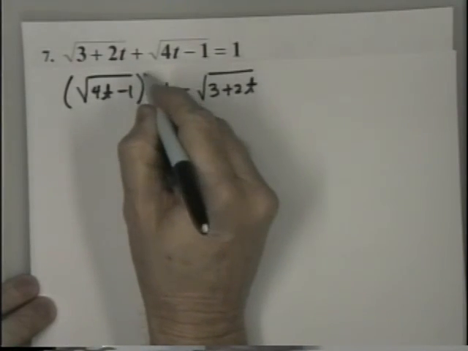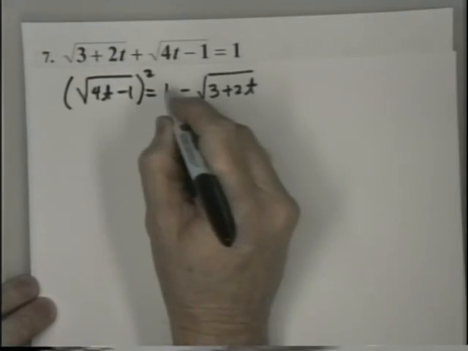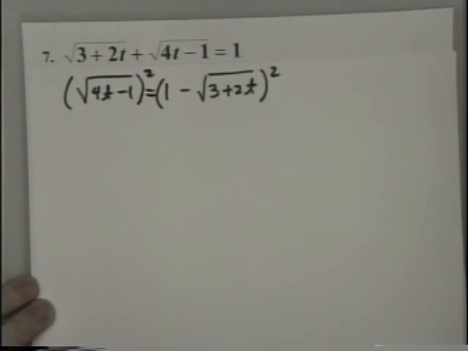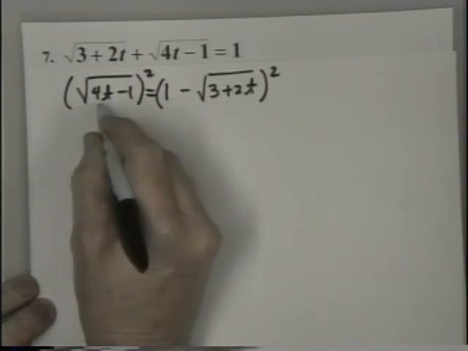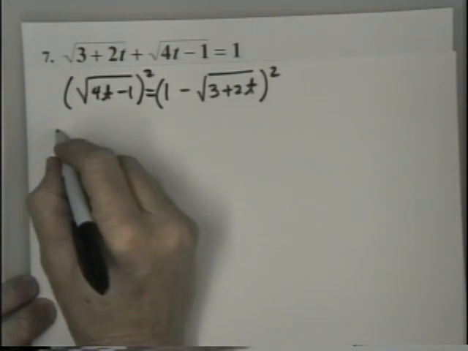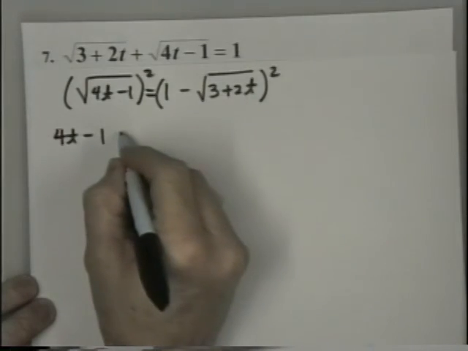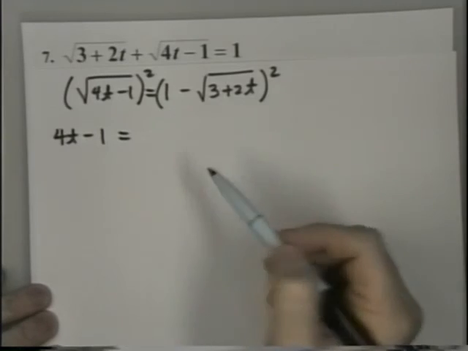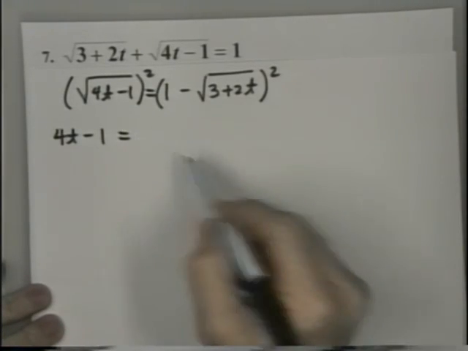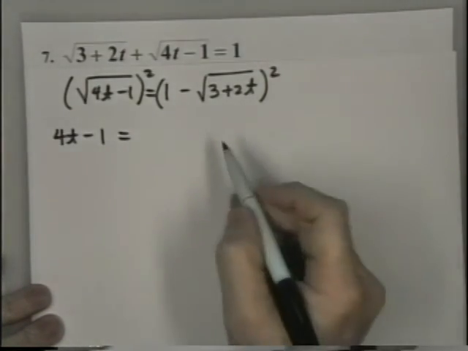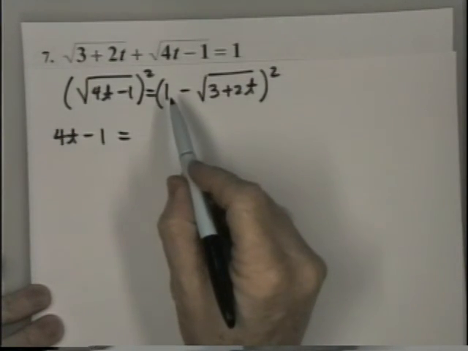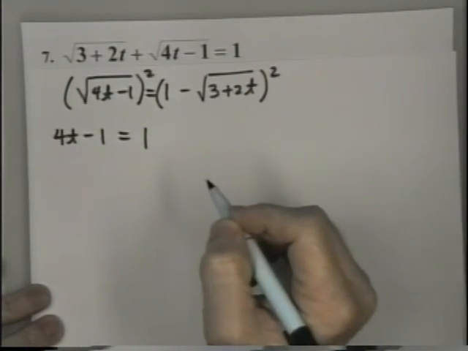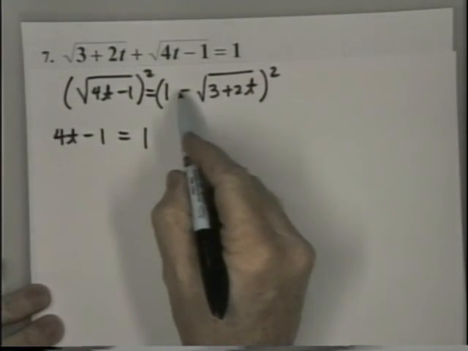So enclose everything on the left side in parentheses and square it. Enclose everything on the right side in parentheses and square that. The left side, you get just what's underneath the radical. So that's 4t minus 1. On the right side, we've got to square a difference. Now let's do this, try to do it without using the grouping symbols. We've got to square the first one. There's the first one. Well, that's easy. You get 1.